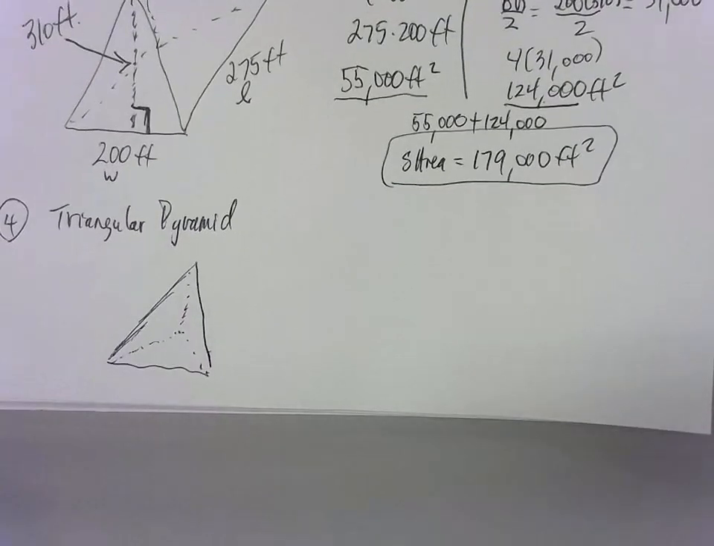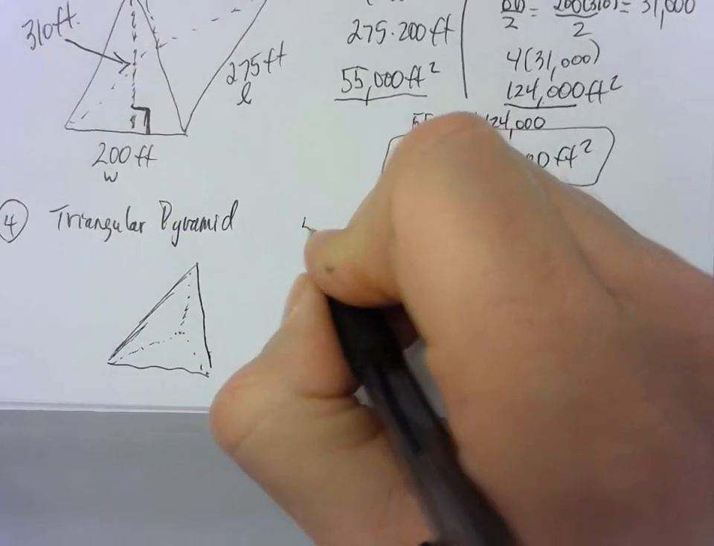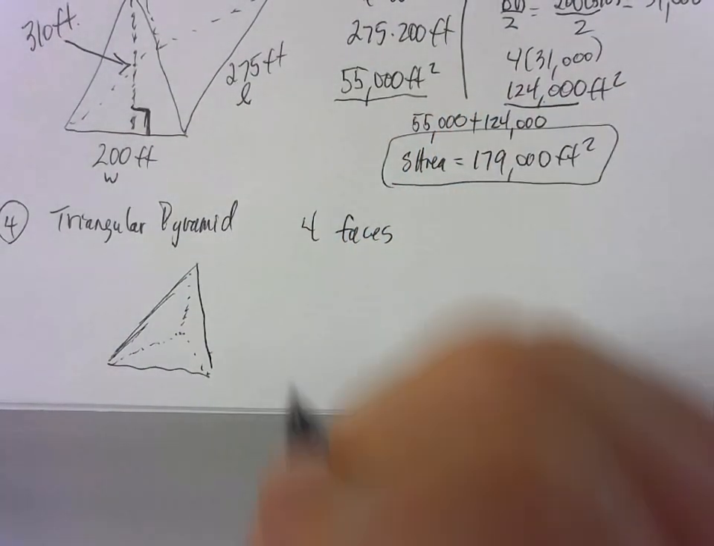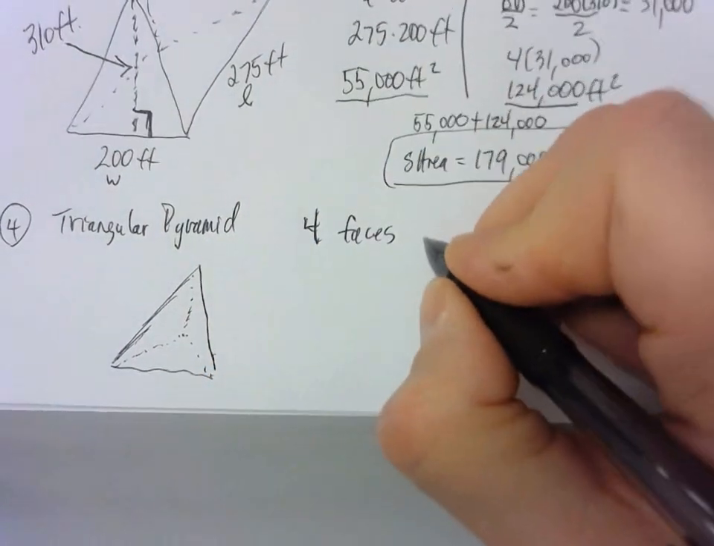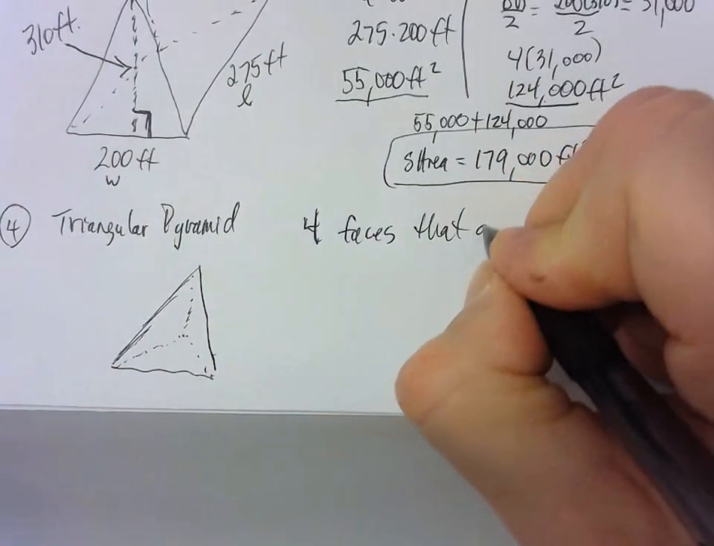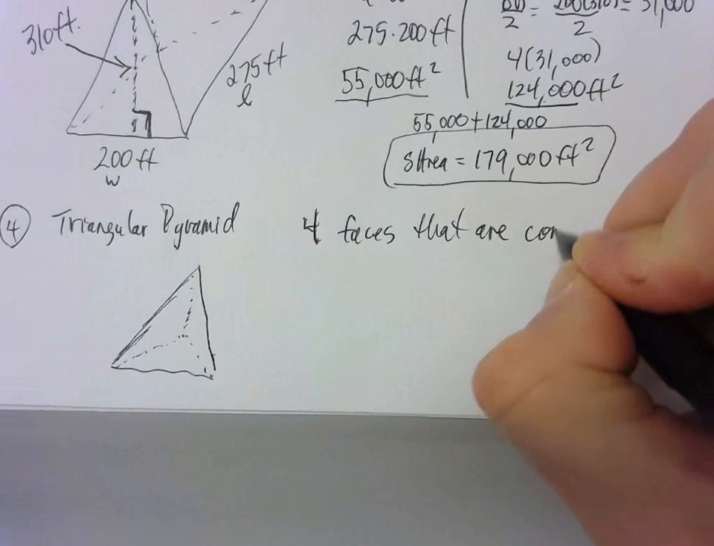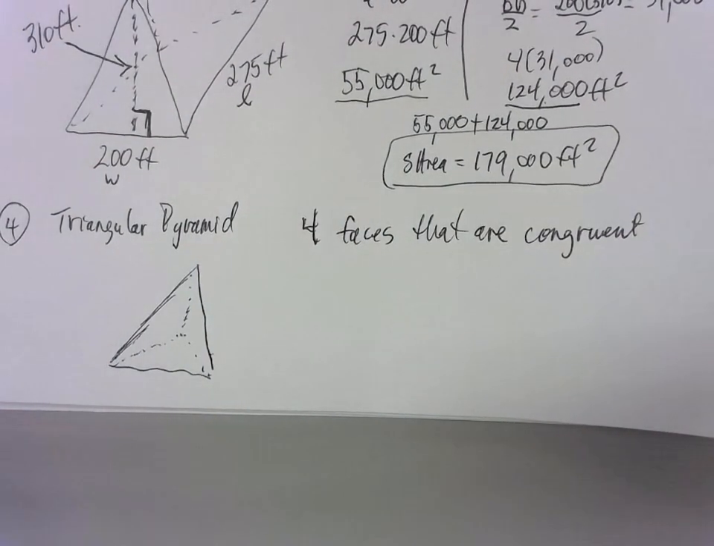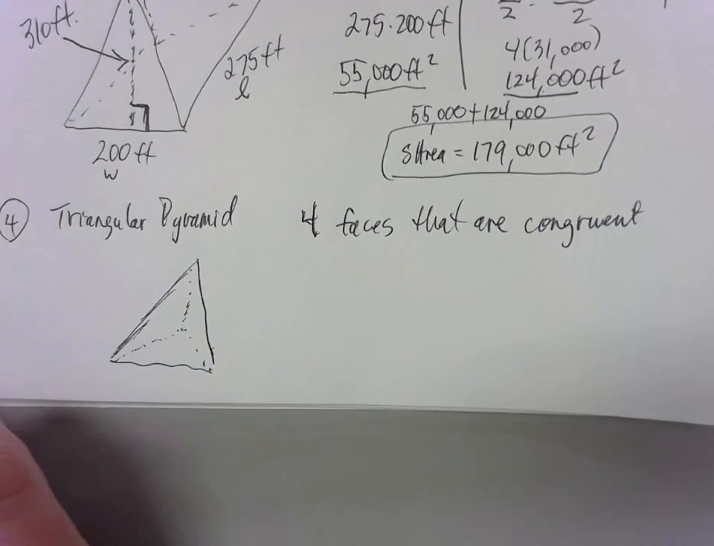The thing about triangular pyramid is it only has 4 faces, but most of the time they're all the same, okay? So they're all congruent. Okay? So if you find the area of one of the faces, you just multiply it by 4, and then you've got it, okay? So that's the way we're going to pretend this one is. I think most of them are that way. You don't have a whole lot of them.